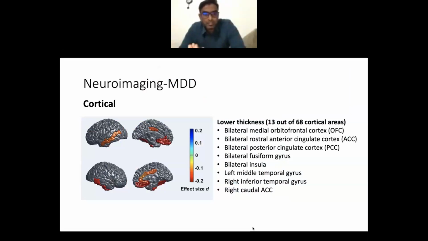in a gist, the neuroimaging findings which are cortical in nature in major depression. I would start from major depression, go on slowly on to the bipolar depression. So the cortical thickness is lower in 13 out of 68 cortical areas that have been seen. Most prominently, these are the bilateral medial orbitofrontal cortex and the bilateral rostral anterior cingulate cortex, the cingulate which is just below the callosum. So these are the two areas that they found out that there is significant effect size in depression.